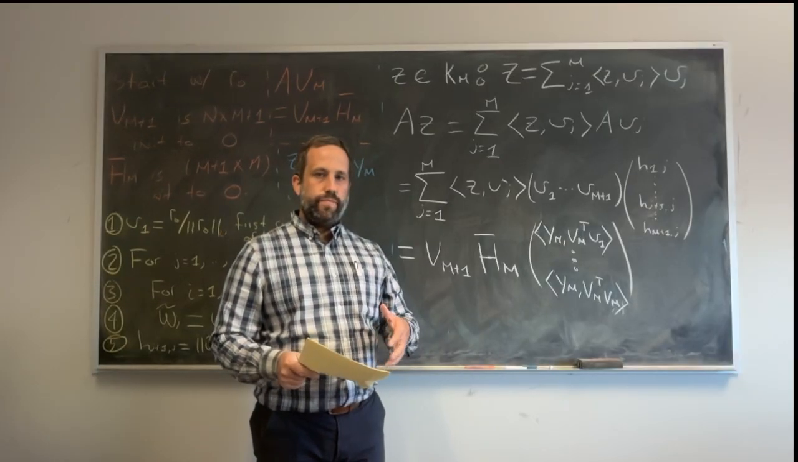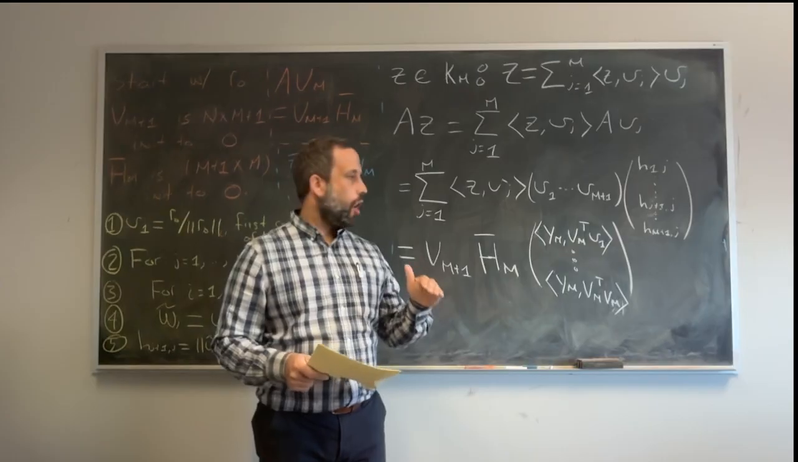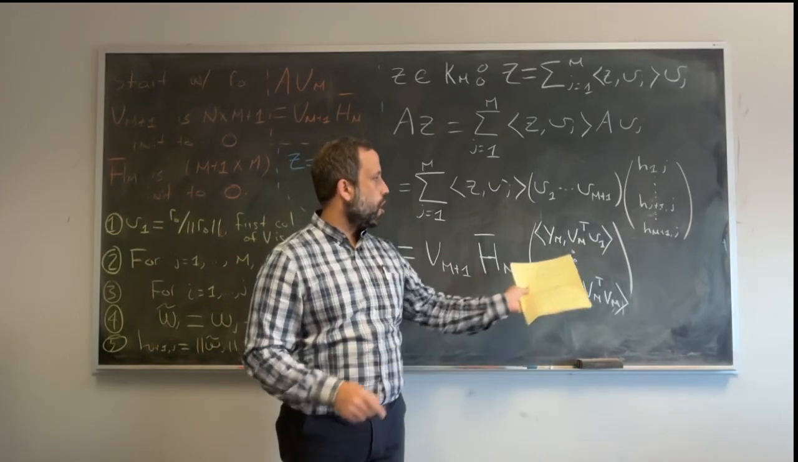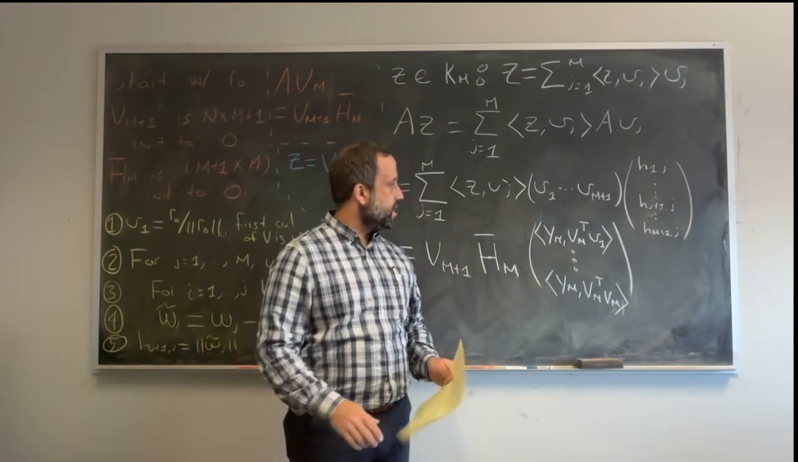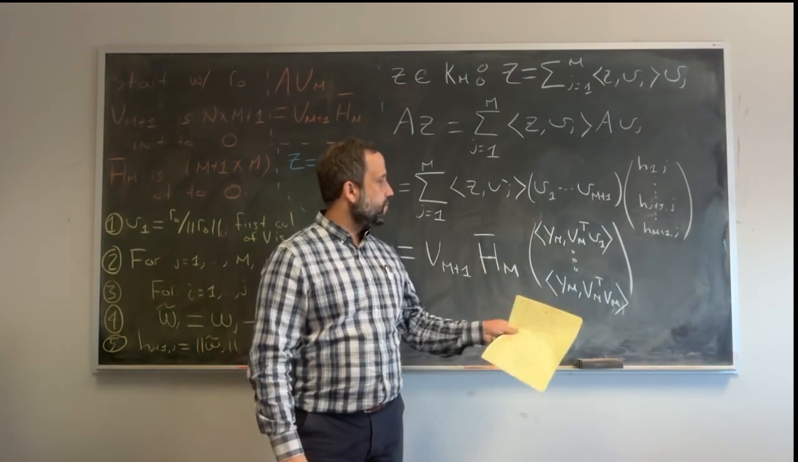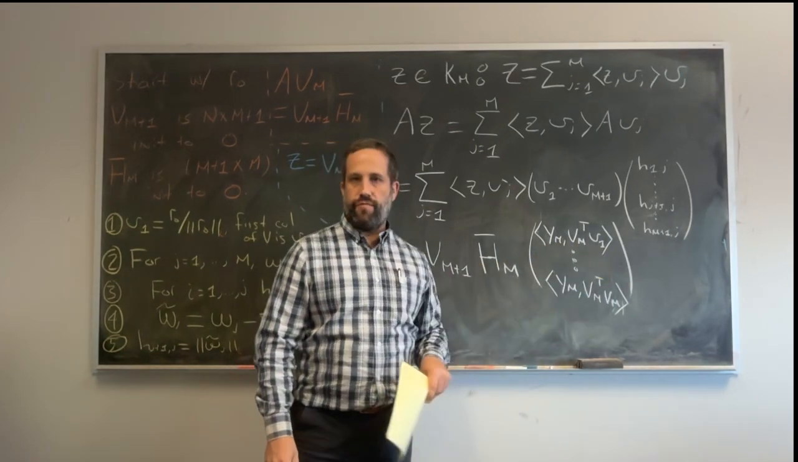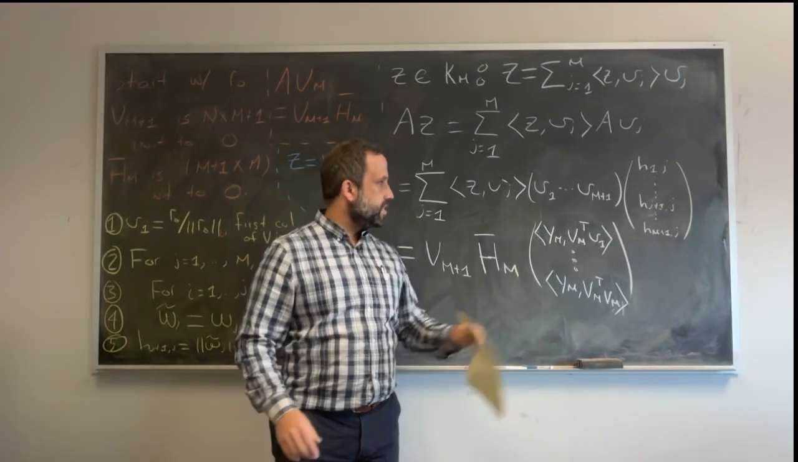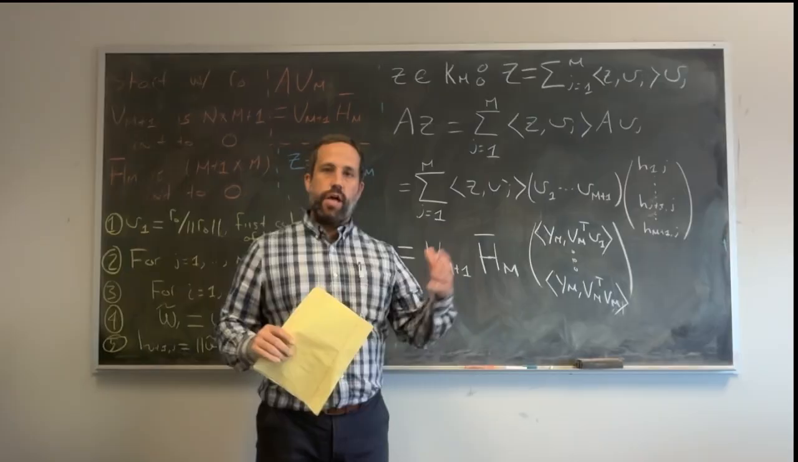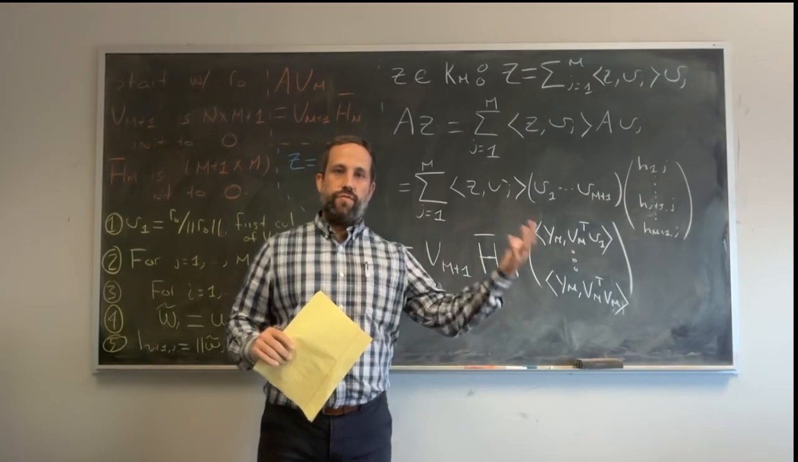So the rows of vm transpose are orthogonal to v1. So if we compute what this is, the first entry is going to be the first row of vm transpose dotted with v1. That is v1 dotted with v1. The second entry is going to be the second row of vm transpose dotted with v1, that is v2 dotted with v1, which is equal to 0.